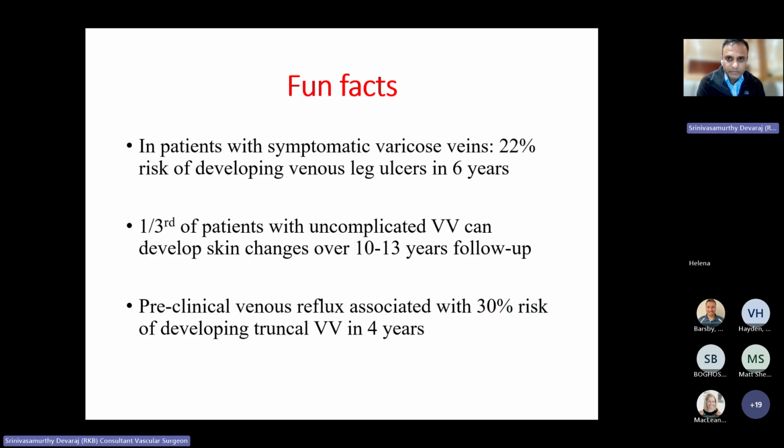Some facts about varicose veins. Up to 1 in 5 patients with symptomatic varicose veins can progress to a venous leg ulcer over a 6-year period. A third of these patients with uncomplicated varicose veins can develop C4, C5, or C6, which means that they can develop skin changes over a 10-year period.